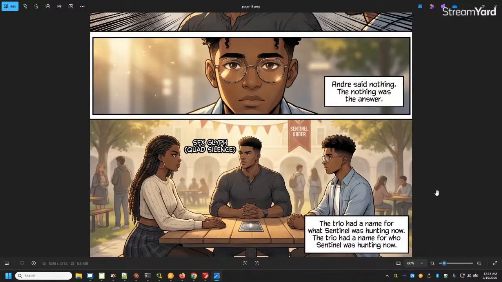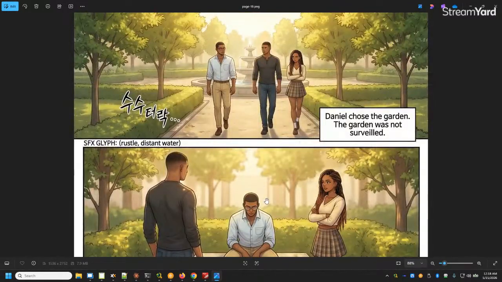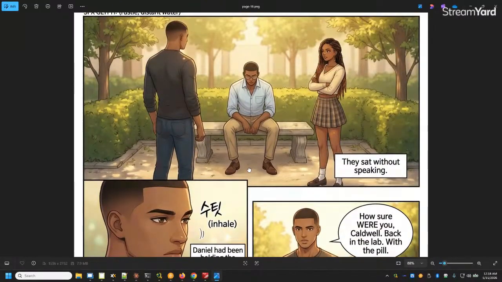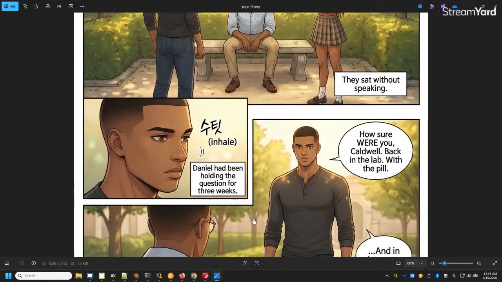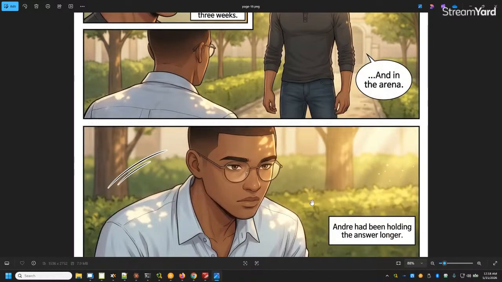The trio had a name for what Sentinel was hunting now. The trio had a name for who Sentinel was hunting. They sat without speaking. How sure were you, Caldwell, back in the lab with the pill and in the arena?